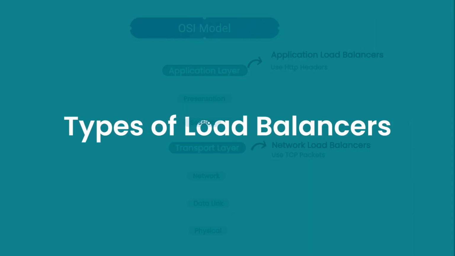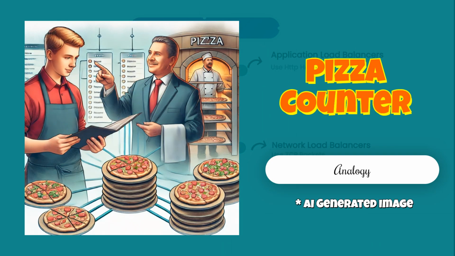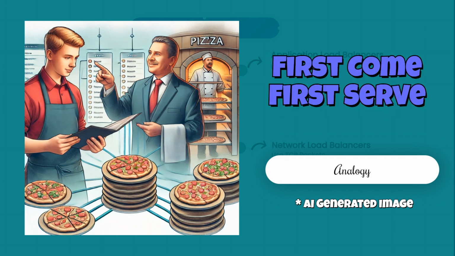Now, let's discuss the OSI model. Imagine you're at a pizza restaurant. You walk in and a waiter greets you. "Hello, sir. What would you like to have, a classic margherita or a spicy pepperoni?" This waiter isn't just randomly handing out food, he's understanding your request and making sure you get exactly what you want. Now, compare that to a simple food counter where pizzas are made and handed out, no questions asked. Just first come, first served. This is exactly how Layer 7 and Layer 4 load balancers work.